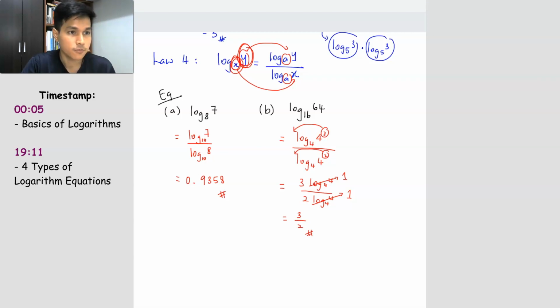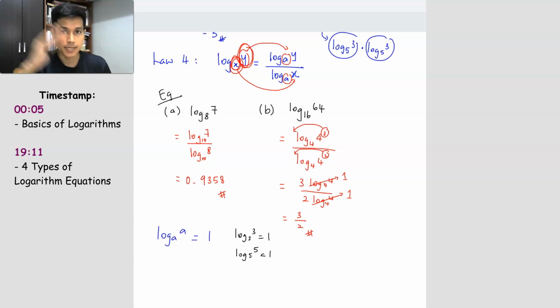Alright, so this is pretty straightforward. We are using the fourth law, because we want to change base. So let's look at the next one. Oh yes, there's one more thing that I forgot to talk about just now. It is two of the very simple, most basic properties you have to know. Whenever you see log something base something, and both of them are the same value, it is always equal to 1. For example, log 3 base 3 is equal to 1, or log 5 base 5 is equal to 1. When you see they are the same value as the base, that means it's equal to 1.